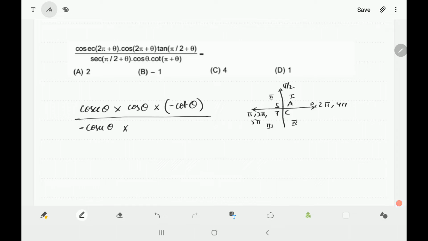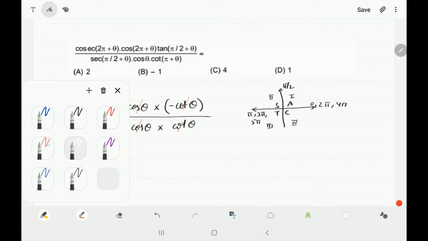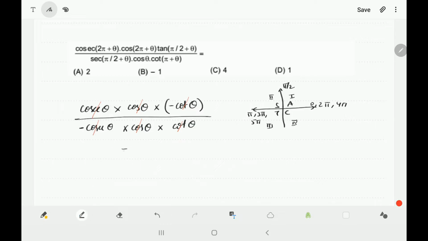Cos theta is already there, and now cot of pi plus theta will come in the third quadrant, and it is an even multiple of pi by 2 because you can write pi as 2 into pi by 2, so it will be cot theta only. Now if you see, all the terms are getting cancelled with each other, cosecant theta with cosecant theta, cos theta with cos theta, cot theta with cot theta, and the negative will cancel out with the minus sign, and the answer for this problem will be 1, which is option D.